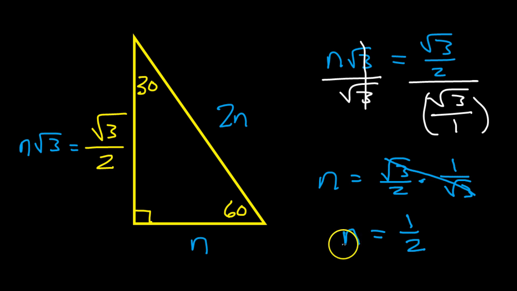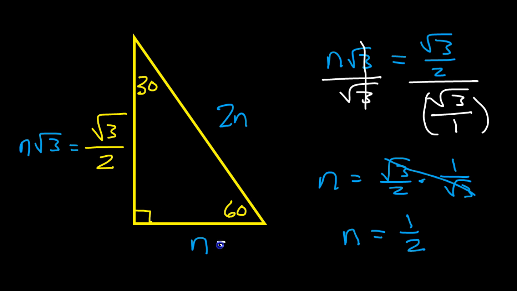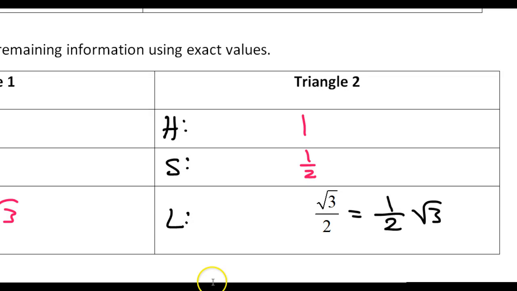And that gets us back to where we were before, the shorter way. So now we would know that n is 1/2, the short leg, and double n is double 1/2, which is 1. So either way, but obviously the way I did it the first time is much shorter.